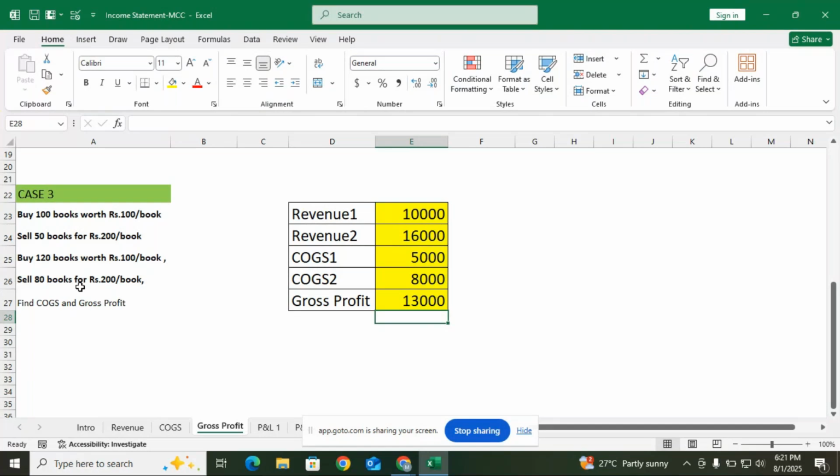Okay, ma'am. Like that, you have to understand it. In the second case also, a total of 120 books were bought, and out of 120 books bought, 80 books were sold. So the selling price of 80 books is 200, correct? But what is the cost price of these books? 80 books sold. It is 100 per book. So it will be 80 into 100. Okay. Thank you.